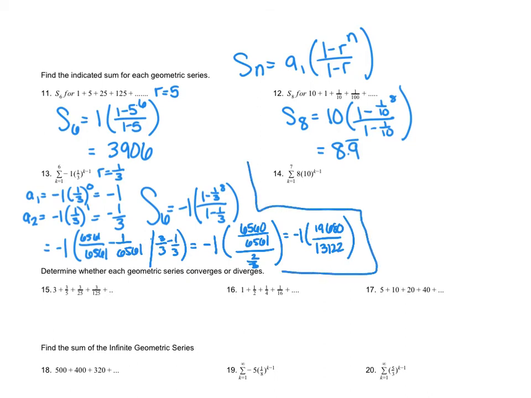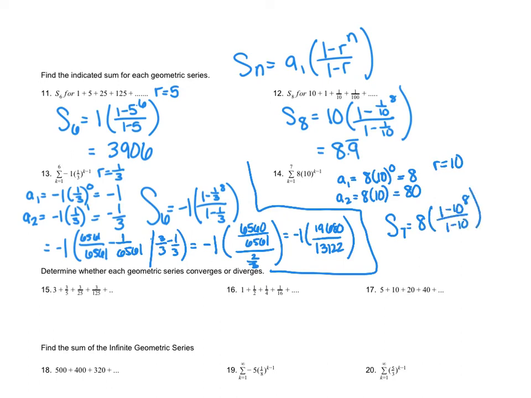I'm fine with that. For the next one, my first term is 8 times 10 to the power of 0, which is 8. My second term is 8 times 10 to the power of 1, which is 80. So my R equals 10. So the sum of the 7 terms equals 8 times 1 minus 10 to the 8th over 1 minus 10. Answer here is negative 8.